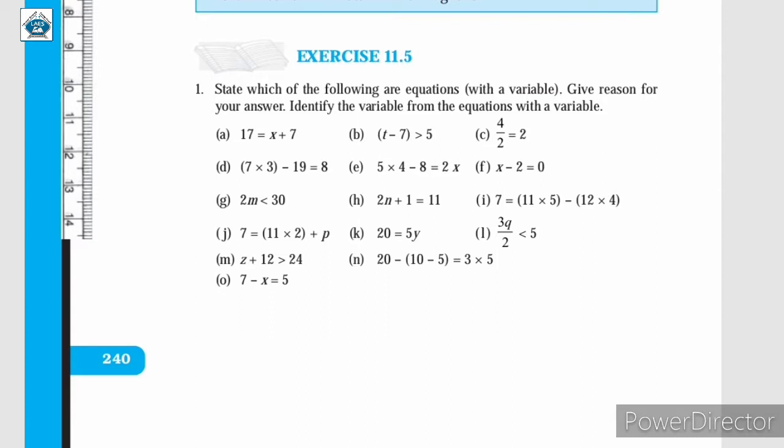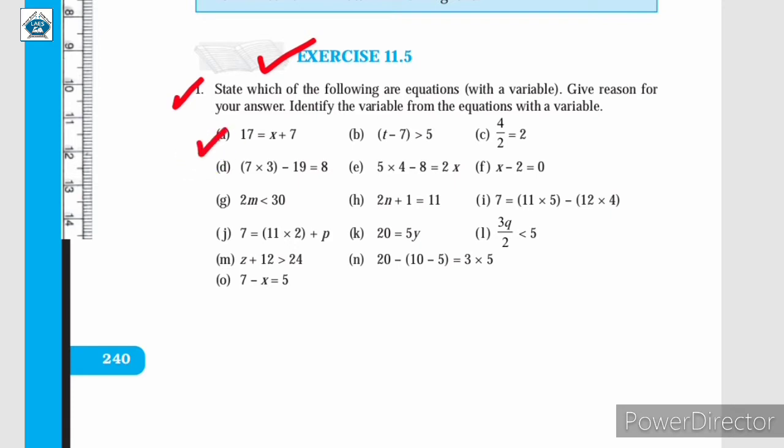Hello students, let us continue chapter 11 Algebra. In the previous class, we discussed equations and also saw how to find the solution of an equation. Let us now begin exercise 11.5 question number 1. State which of the following are equations with a variable. Give reason for your answer. Identify the variable from the equations with the variable.